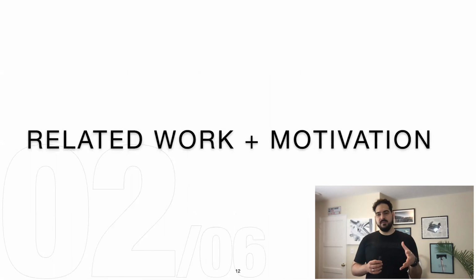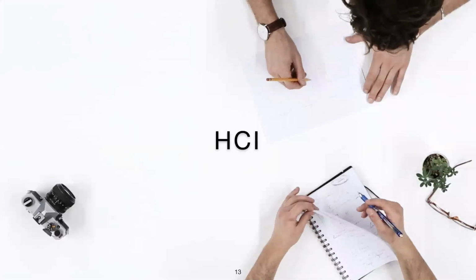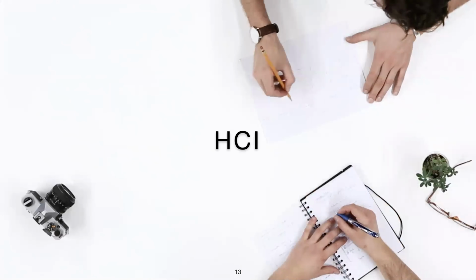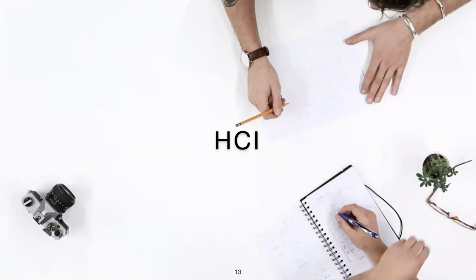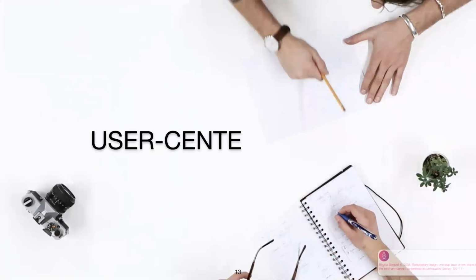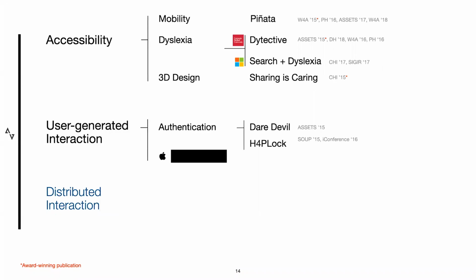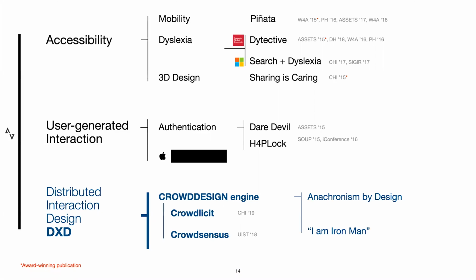So let me tell you a little bit about the background work and what motivated me to do my own work. See, in my academic field of human-computer interaction, or HCI, we try to bridge the gap between us designers and our users by involving them in the design process itself, a practice known as user-centered design. And I've been doing research under the user-centered design umbrella for many years, and I focused mostly on accessibility and user-generated interactions. In recent years, I've focused on distributed interaction design, the title of today's talk, in my dissertation.